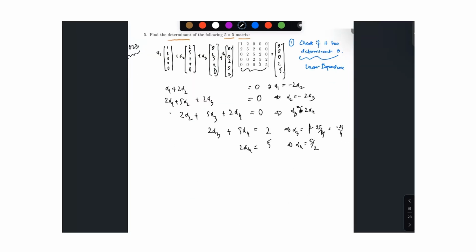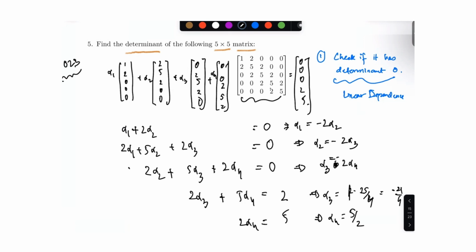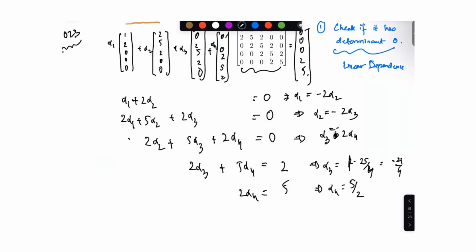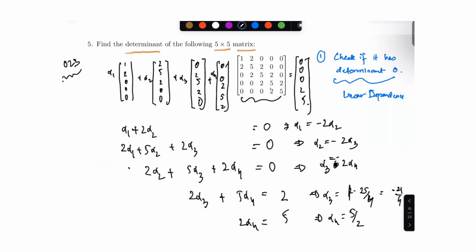You can say it's a long process. Yes, it's a long process, but once you do it, you can easily understand that it will not happen, if you look through it without calculation. I just took some time to do it. So we understood that the determinant is non-zero.